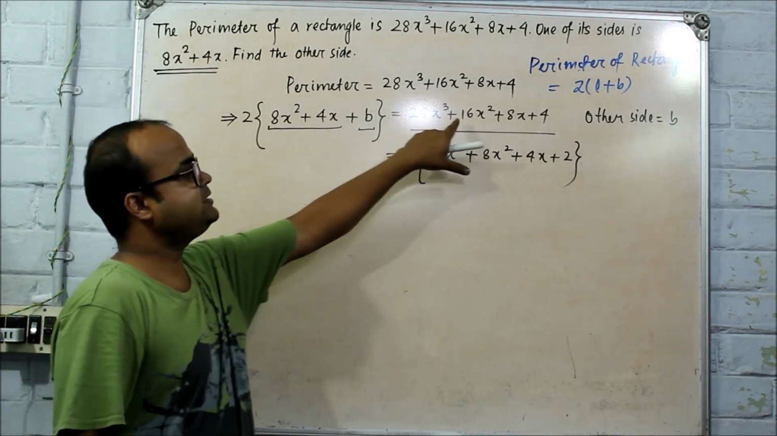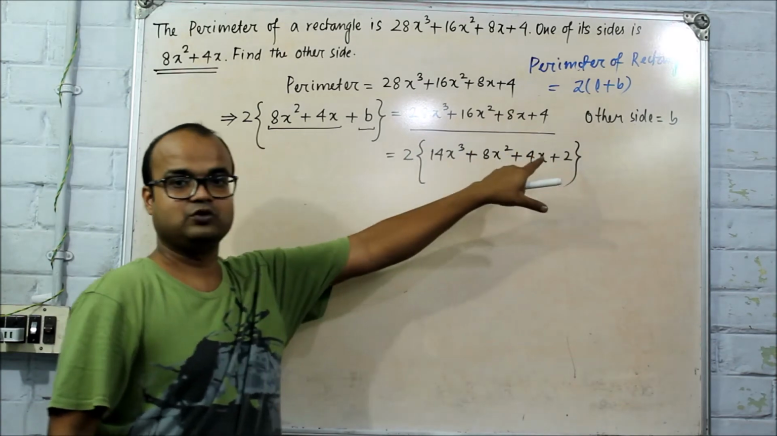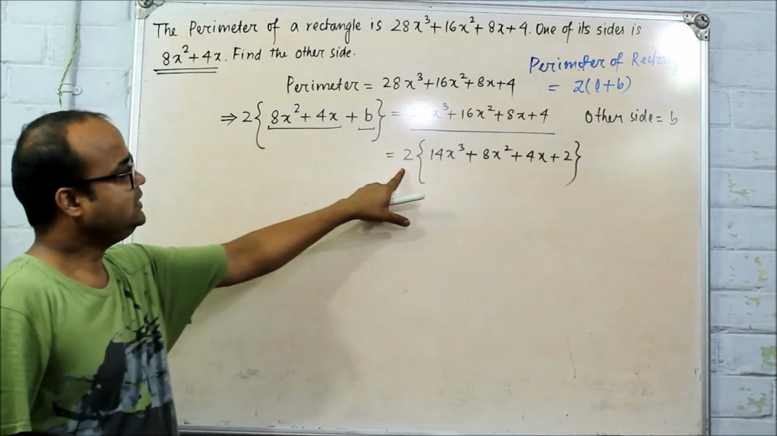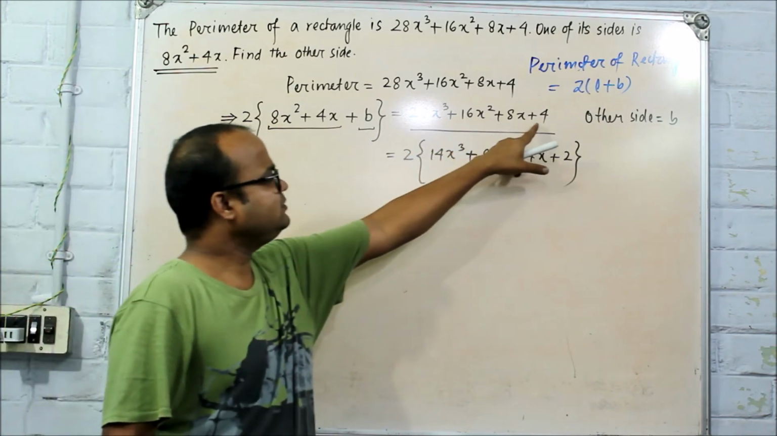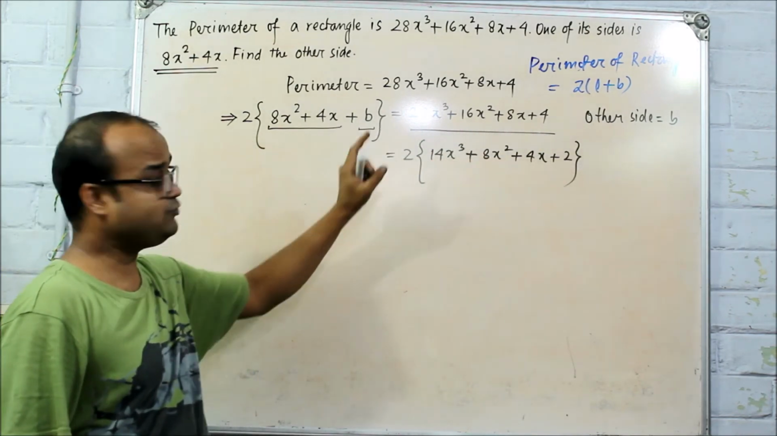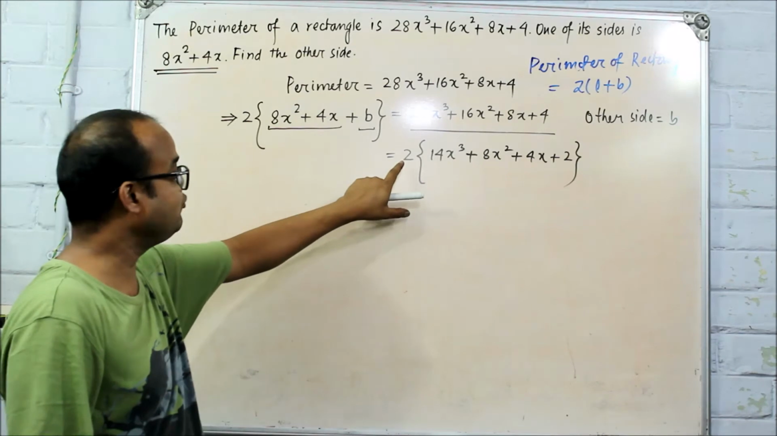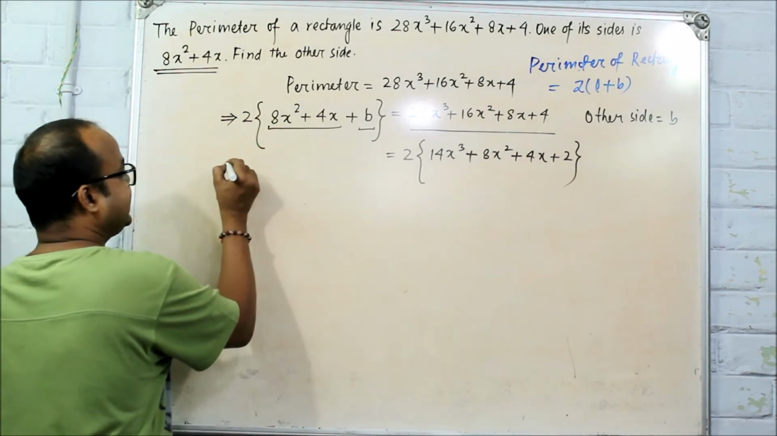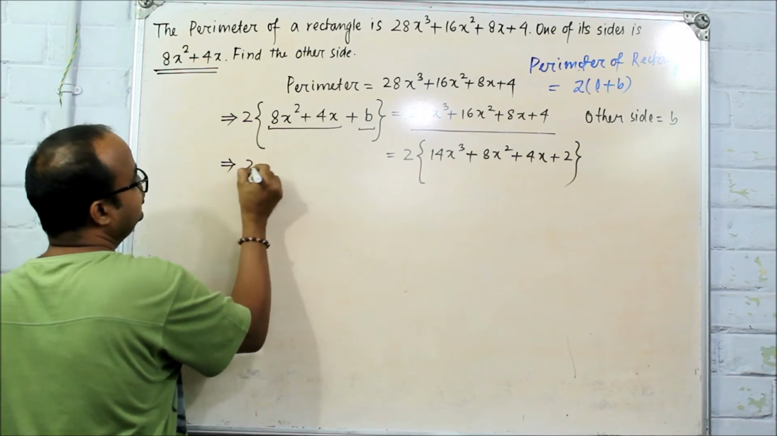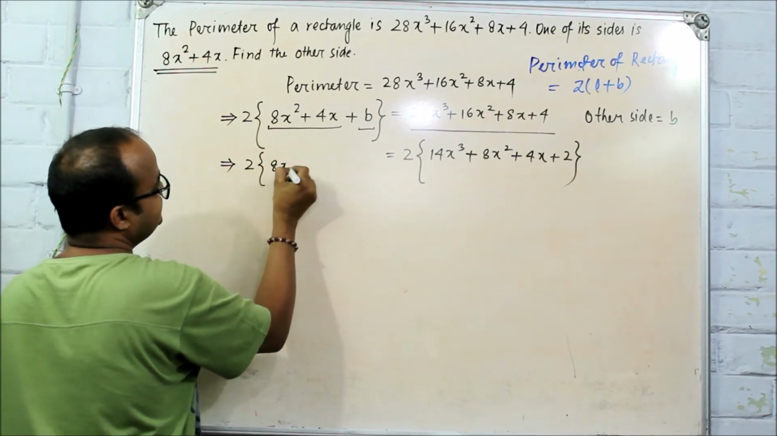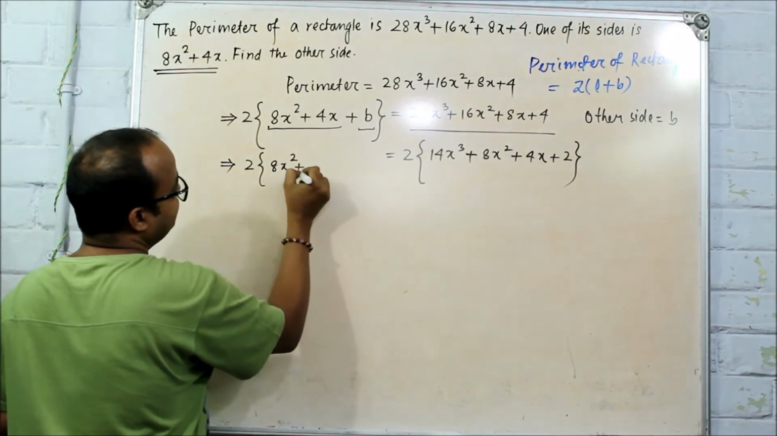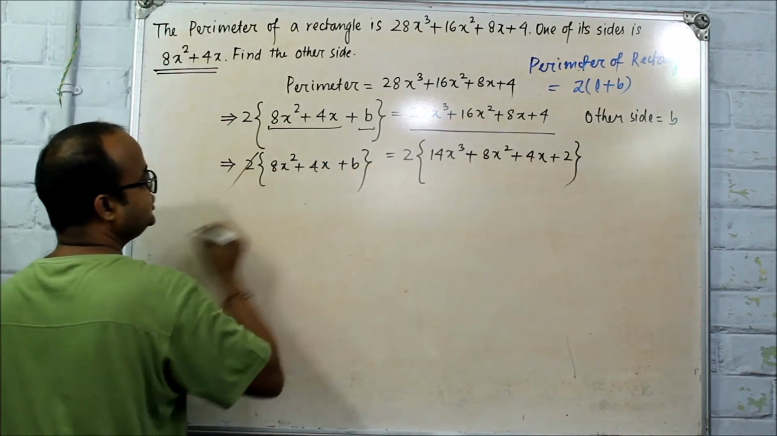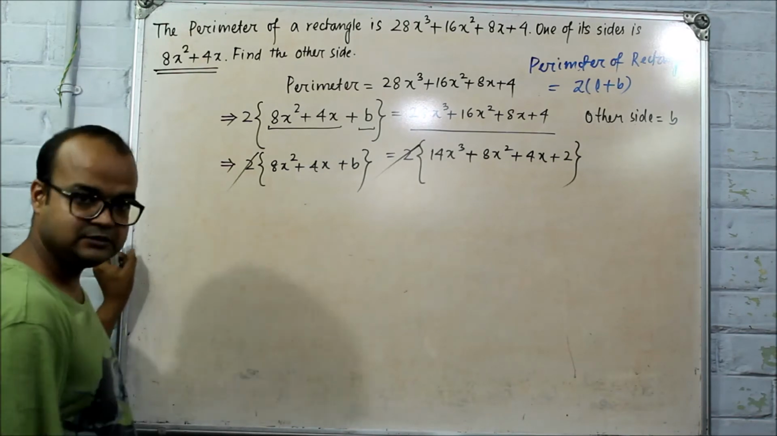Since 28, 16, 8 and 4 are all multiples of 2, I am taking 2 common. You can take 4 also, but why am I taking 2? Because I want to cancel these 2, so my calculation gets easier. So 2 into, I am writing this term as 2x square plus 4x plus b. Now these 2 and these 2 will get cancelled.